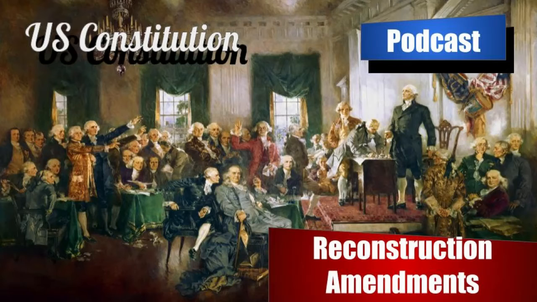The second section deals with representation, and it is basically undoing the 3/5 compromise by stating that they shall count the whole number of persons in each state, excluding Indians not taxed. There's also a voting rights clause in here as well. The last two sections deal more with issues pertaining directly to the Civil War, like representatives. No representatives who rebelled will be allowed to serve again, and then the U.S. is not going to pay any Confederate debts.